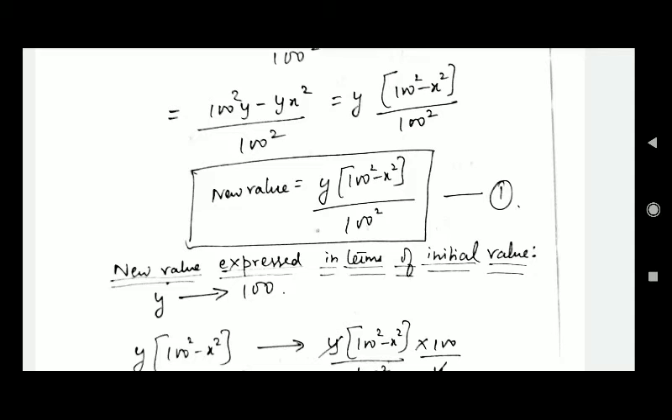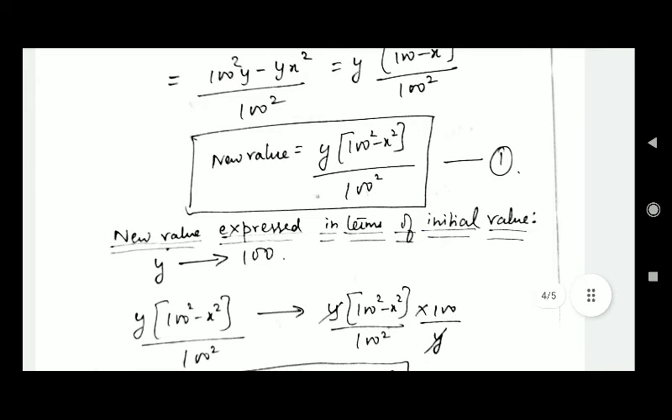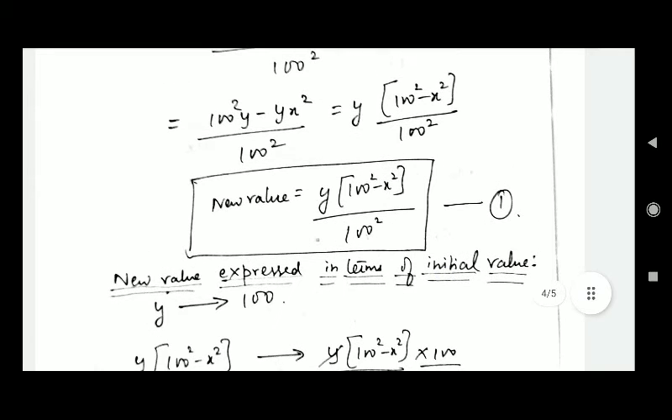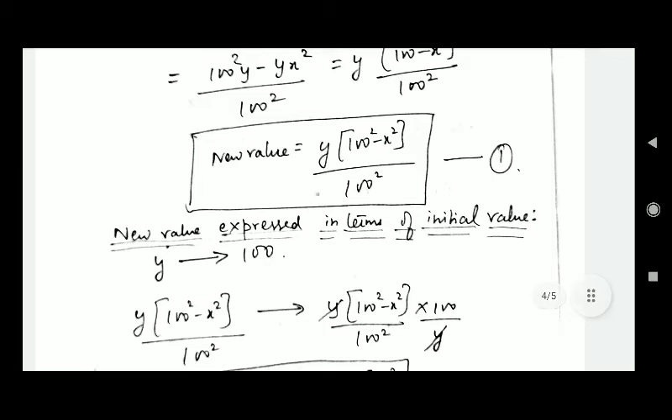So it is quite obvious that 100 square minus x square will give a value which is less than 100 square. So this term 100 square minus x square by 100 square will give a value which is less than 1. So any fraction which is less than 1 multiplied with some quantity will give a quantity less than the original quantity. That is quite obvious. So we will obtain a new value which is lesser than the original value. This we saw in our example also. From 120 we got a lower value which was 112.5.